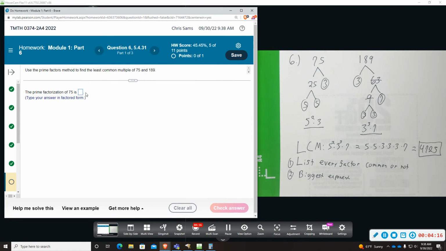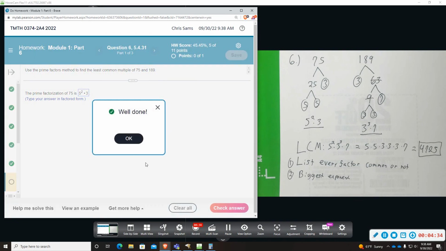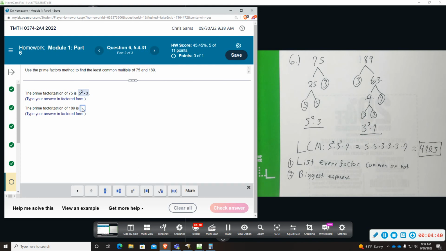Alright, so right here the first thing it asked for was the prime factorization of 75. So I'm going to list that as 5 squared times 3. Okay, so that's what we have here, 5 squared times 3. They ask you for that. And then it asks you for the prime factorization of 189, which we have there. So 3 raised to the 3rd times 7.